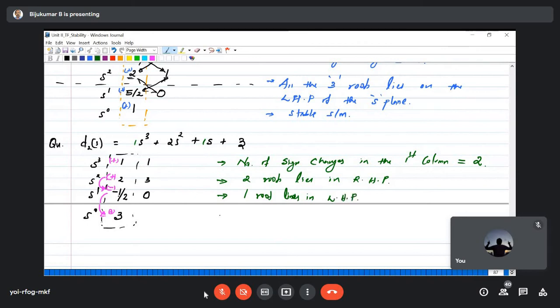Clear? Since two roots lie on the RHP, we can say that the given system is stable, unstable, or marginally stable. Unstable, sir. Unstable system because we don't have any pole on the imaginary axis. Clear? Now we will try different examples so that you will know the concept very well.